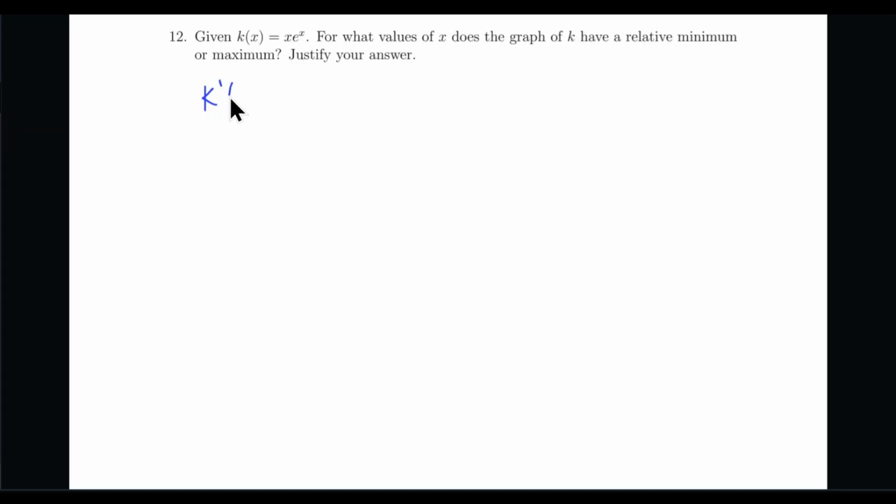I need to find the derivative of this, but unfortunately, product rule is calling us now. So x times x remains as it is, the derivative of e to the x is e to the x, and then e to the x as it is, and the derivative of x is just 1. I'm going to take e to the x out, and then x plus 1. That's what I have. For relative extrema, I need the critical point. For critical point, I need to set this to 0 or undefined. It cannot really be undefined.